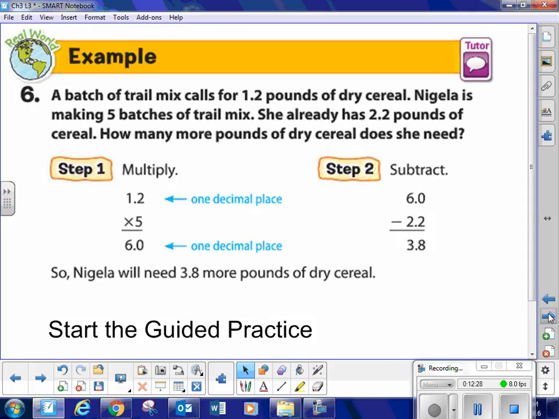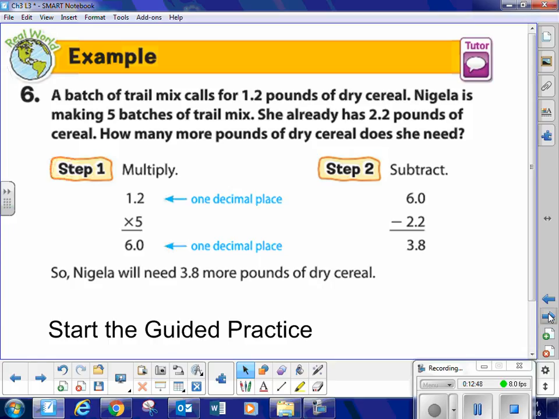Okay, and now they have a big crazy one here, right? A batch of trail mix calls for 1.2 pounds of dry cereal. Nigella is making 5 batches of trail mix. She already has 2.2 pounds of cereal. How many more pounds of dry cereal does she need? Okay, this is going to take some time to do, right?